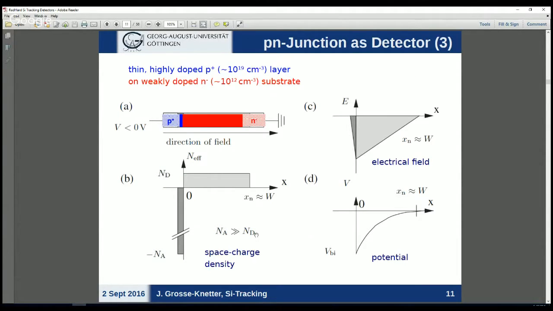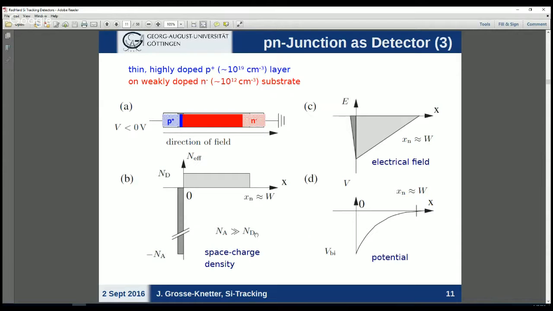This region that is free of freely moving charge carriers, so the space charge region, if you like, or which we call depletion region because it's depleted of charge carriers, grows. And there's a preferred direction where it grows, at least in the way we build semiconductors nowadays for our detectors.